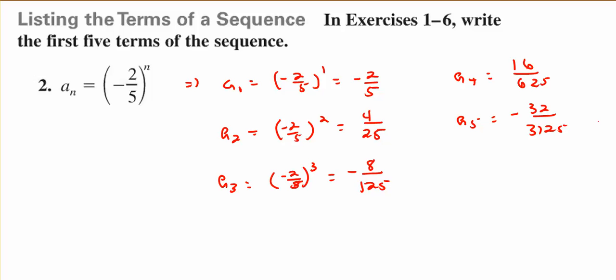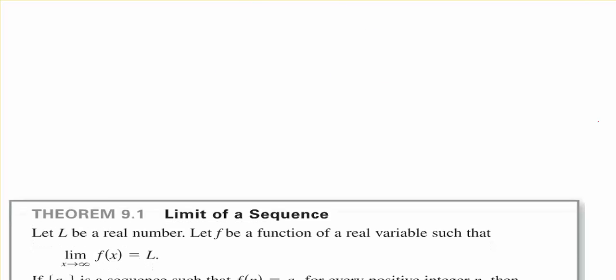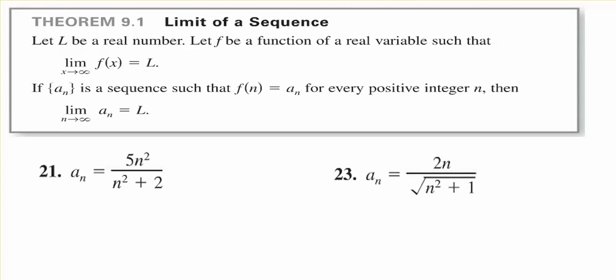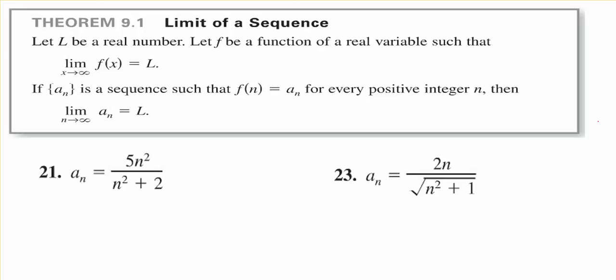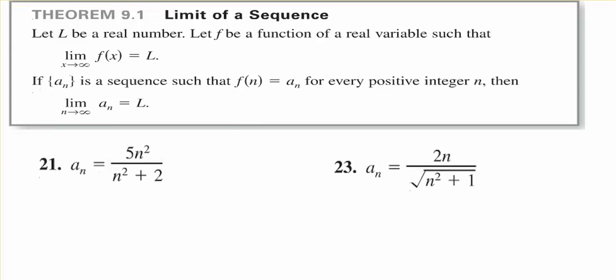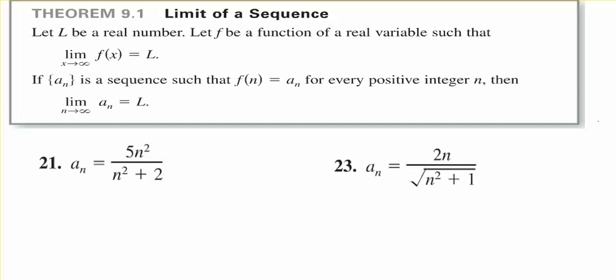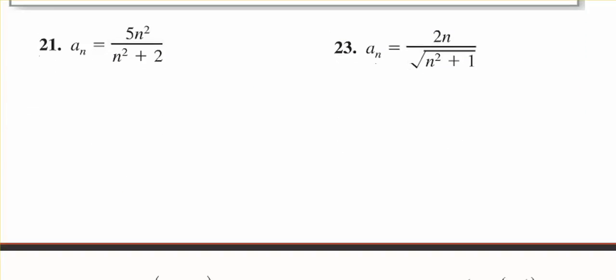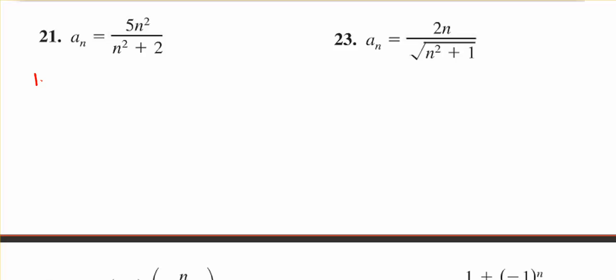Now, the majority of this chapter will look at determining whether a sequence diverges or converges and being able to find the limit. When we want to find the limit of a sequence, we just need to treat the sequence as a function and find the limit of that function as n approaches infinity. So if I want to find the limit of a sub n equals 5n squared over n squared plus 2, let's find the limit as n approaches infinity.